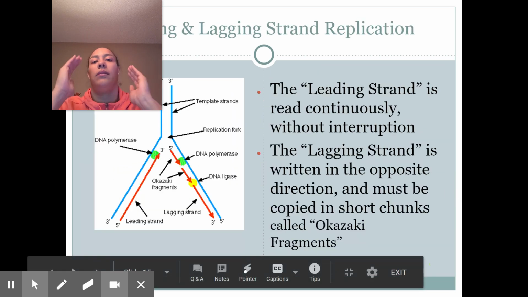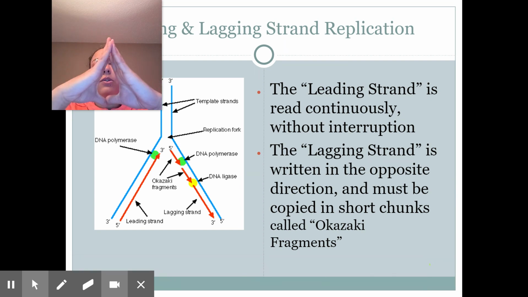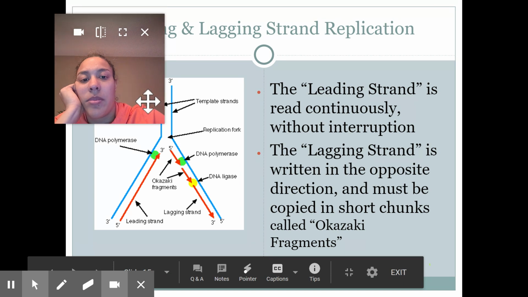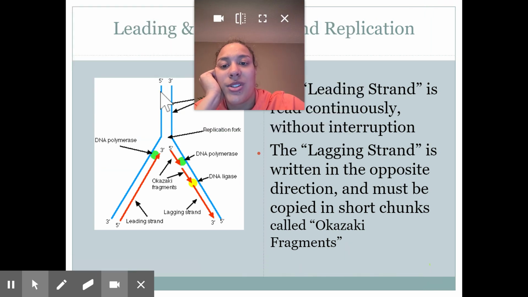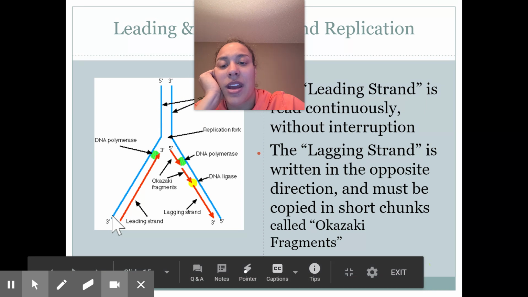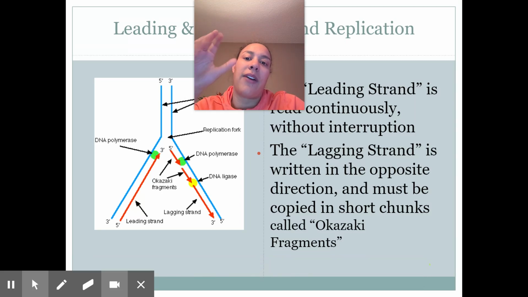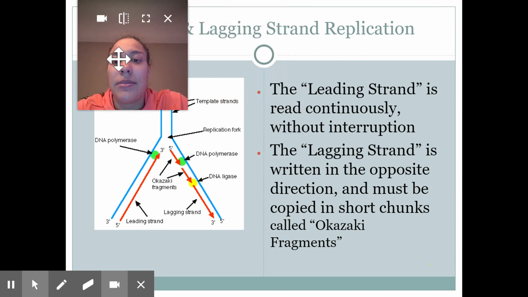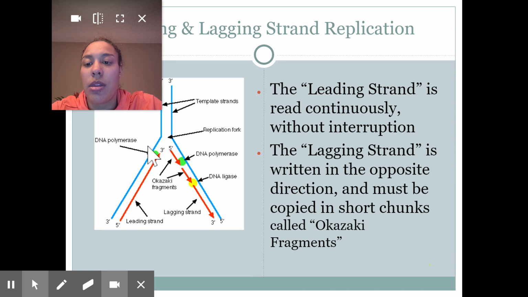Again, leading versus lagging strand. How do I know? Leading strand goes 5' to 3', that direction. And then lagging strand is 3' to 5', or the top. And we can see that based off of the structure, whether there is a phosphate hanging off at the end, or if it's a sugar from the backbone that's hanging off from the end. So that's one way to identify it. Anyway, here's our leading strand.